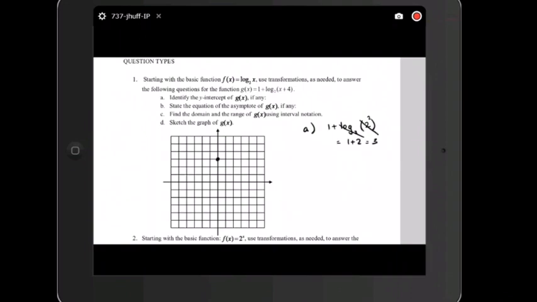State the equation of the asymptote. The thing to remember about logarithmic functions is they have a vertical asymptote. Again, logarithmic functions have a vertical asymptote. Usually it's right here at x equals 0, but there has been a horizontal transformation to the left 4, which moves that vertical asymptote. So the vertical asymptote is there, and the equation is x equals -4.